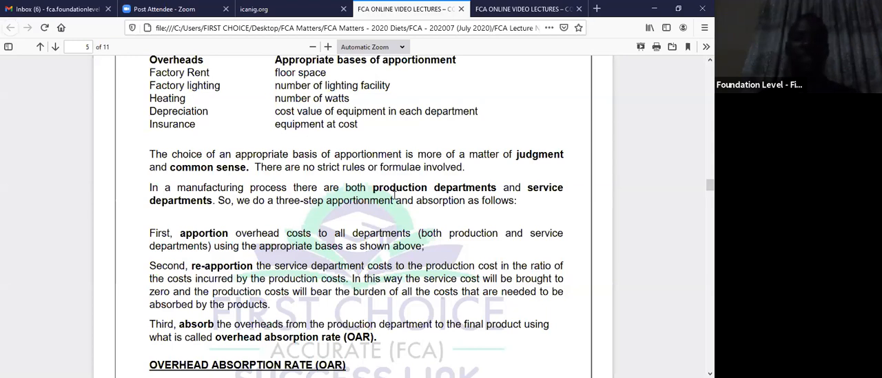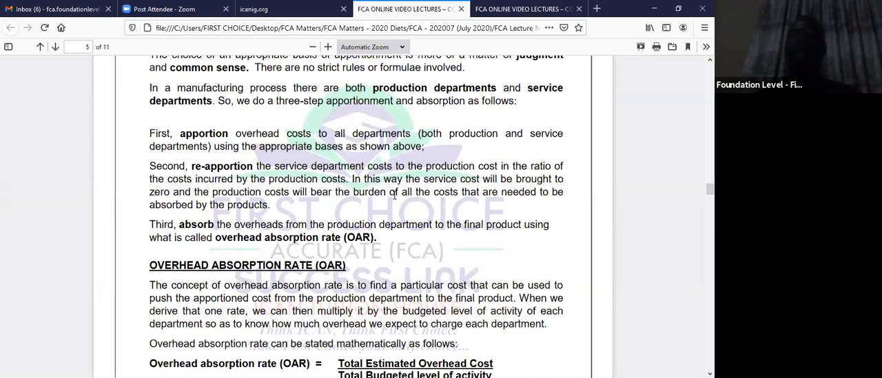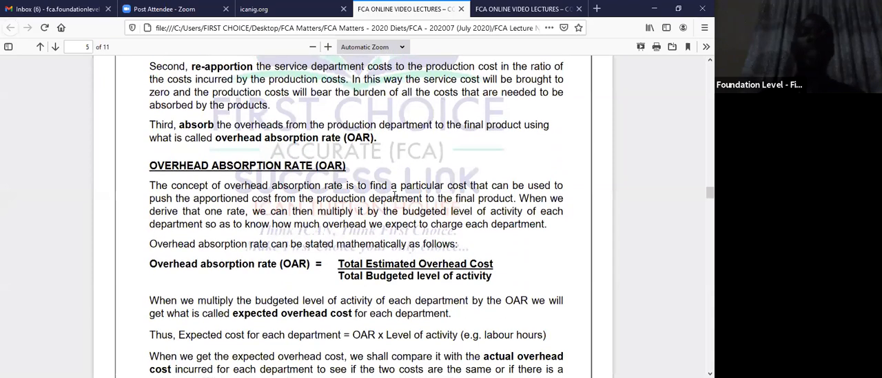And that is by using what they call the overhead absorption rate. So whenever you think of absorption costing, two things should come to your mind. One, you should be thinking of the halfway house. Second, you'll be thinking of the overhead absorption rate. And when you think about the overhead absorption rate, you think of labor hours. So the overhead absorption rate is one particular rate that you can use to charge all the departments.